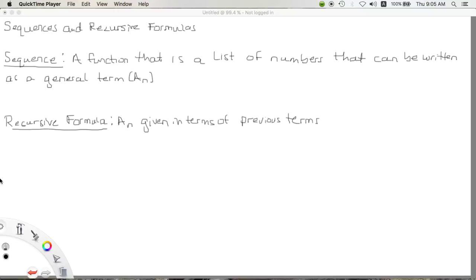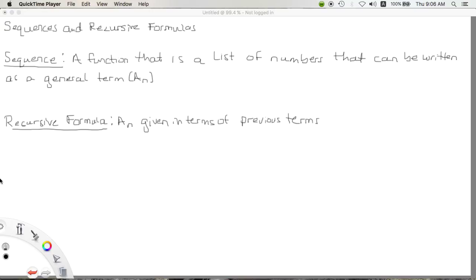Sequences are a function or functions that list a number of terms, numbers listed out, and you can write them as a general term. What that means is there's some form of pattern in the numbers so that you can make some kind of equation to see how you get from one number to the next.